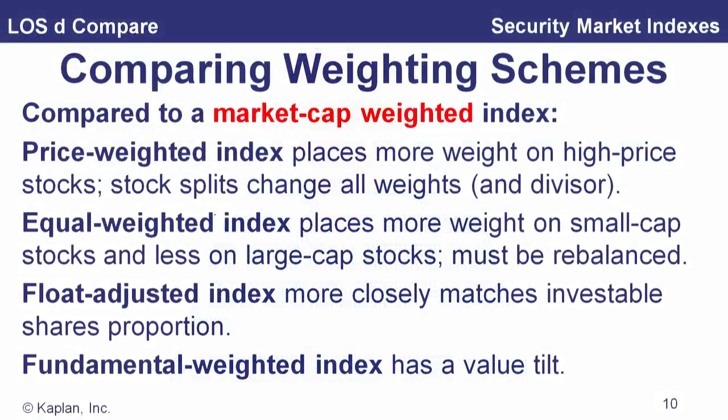With a market cap-weighted index, if there were a 2 for 1 split, it doesn't change. The price falls in half, but now the shares outstanding have doubled, so the total value of all those shares, that market capitalization, hasn't really changed. An equal weighted index is going to place more weight on the small capitalization stocks and less on the large capitalization stocks compared to a market cap weighted index. And remember, we need to rebalance with that equal weighted index on some sort of schedule. A float-adjusted index more closely matches the proportions of investable shares. And we said a fundamental weighted index has a value tilt relative to a market cap weighted index, which we said had a momentum tilt.